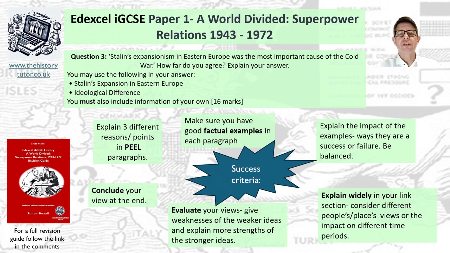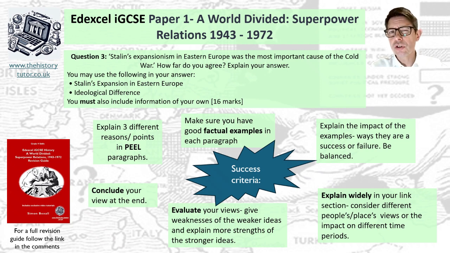Make sure in your P paragraphs you have some good factual examples in each paragraph. You've got some knowledge and understanding. So make sure you then explain the impact of the events you've given. Explain the impact of the examples, how they have led to Cold War tensions developing, or not if you're going to evaluate. Explain widely. In your link section, if you're going to do a link section in your paragraph, try to consider different people, places or times.